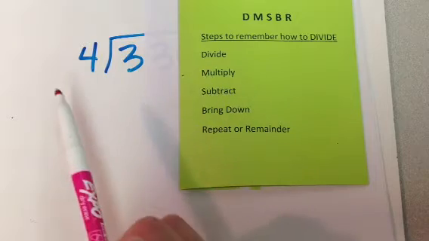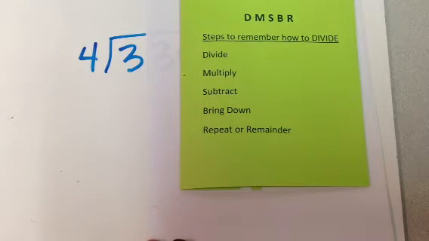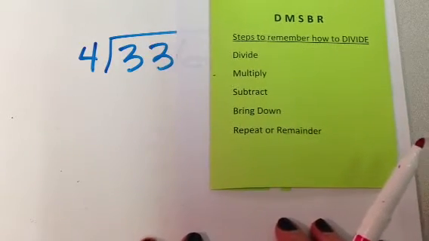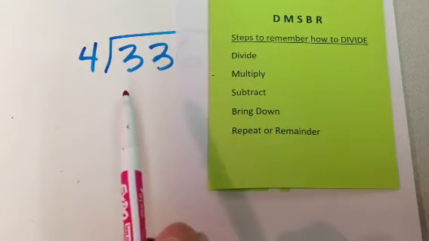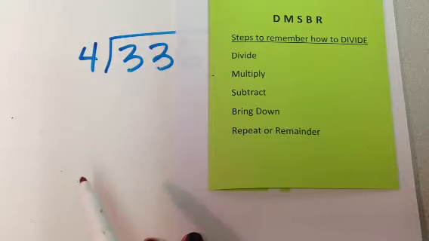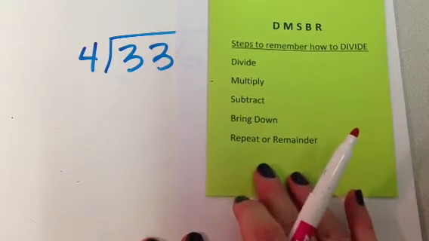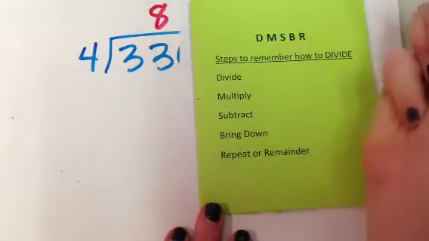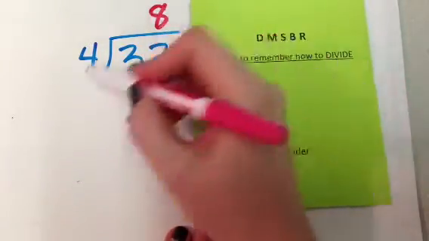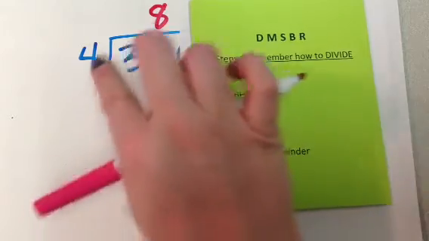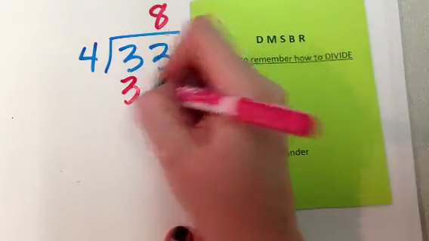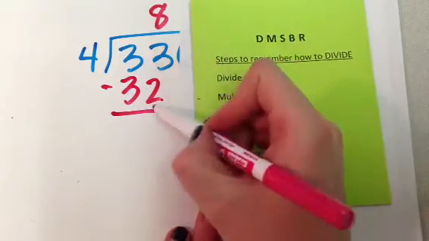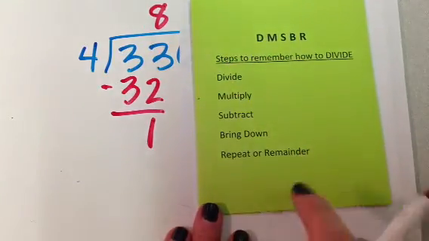That's my first step. Can 4 go into 3? No, 3 is smaller, right? So I have to slide my paper over and consider how many times 4 can go into 33. Now that I know that, 4 goes into 33 8 times. So now I do my multiply step. 8 times 4 is 32. And now I subtract. 33 minus 32 is 1.